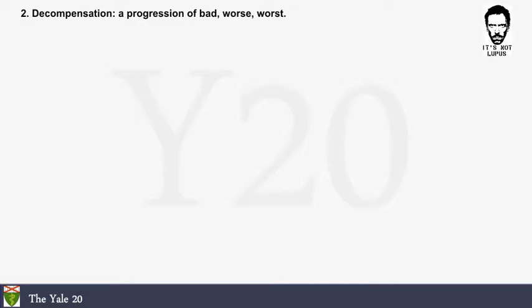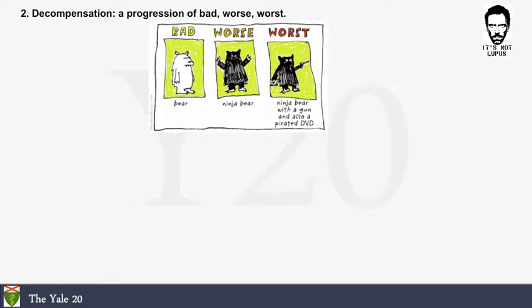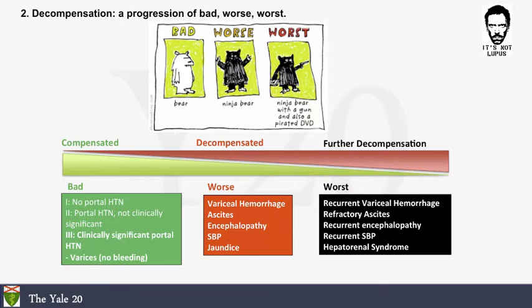Let's go back to decompensation. What I like to think about is three bears: bad, worse, and worst. Bad is they have portal hypertension and maybe a varix, but no bleeding. Worse is when you have a bleeding varix, ascites, encephalopathy, spontaneous bacterial peritonitis, or jaundice. And worst is when you have a recurrence of these things plus hepatorenal syndrome.